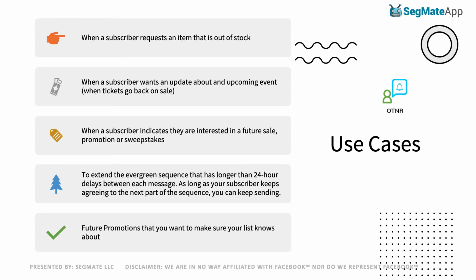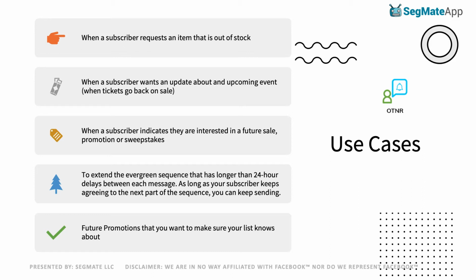Now, here are some use cases you could think of. There are obviously going to be many more, but just off the top of my head, here are some. Let's say a subscriber requests an item that is out of stock. You could set up a bot that collects user information from those interested in that particular product. That way, as soon as the product comes back in stock, you can blast out a promotional notification about it being back in stock.